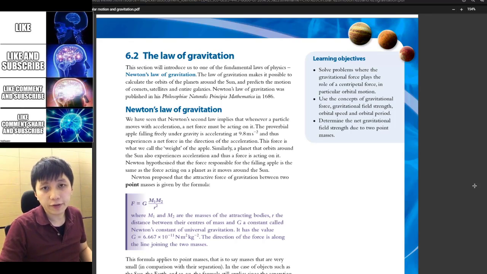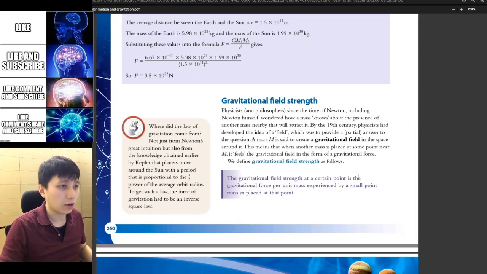Hi, previously we talked about the formula for calculating the gravitational force. Today we're going to move on and talk about the gravitational field strength.